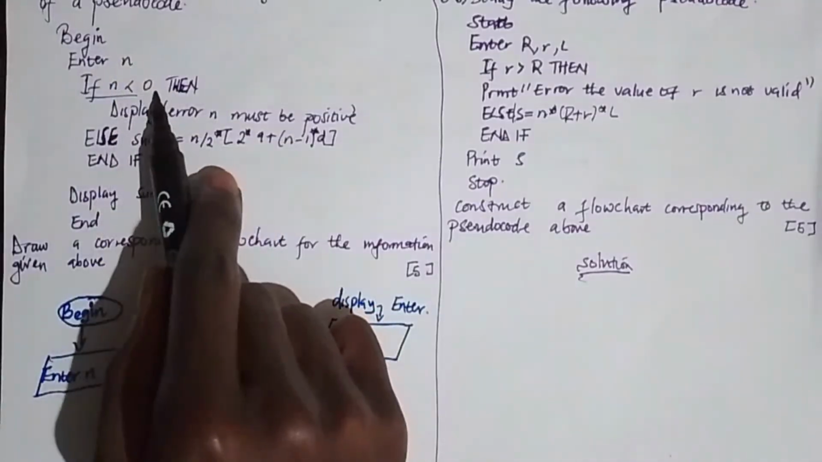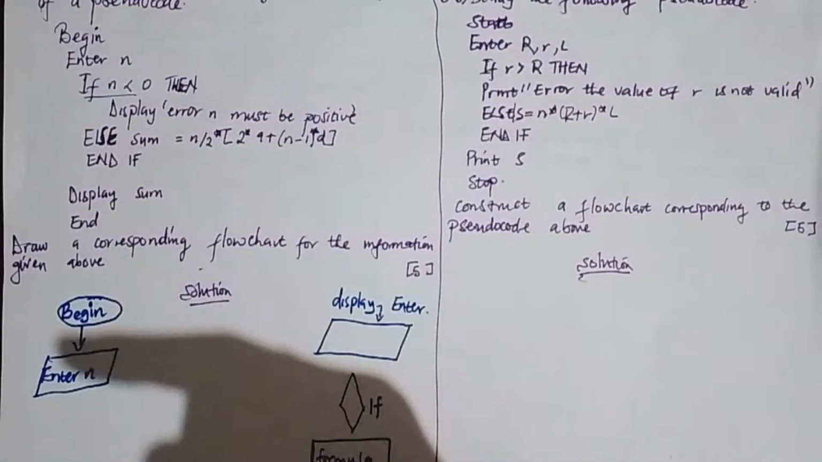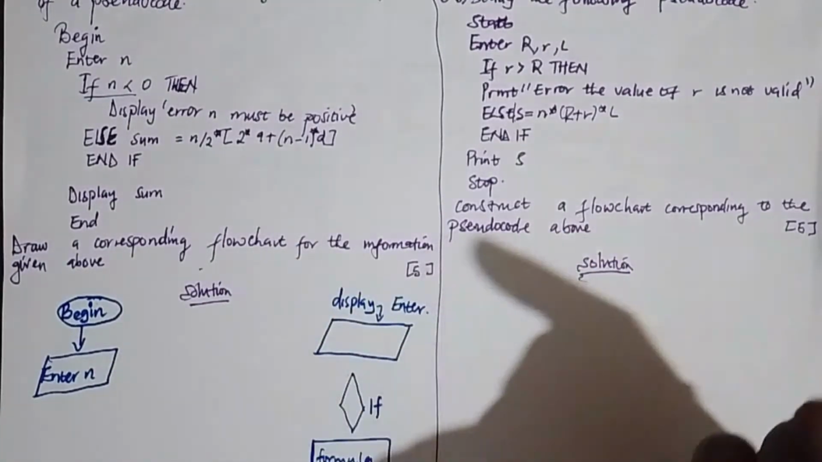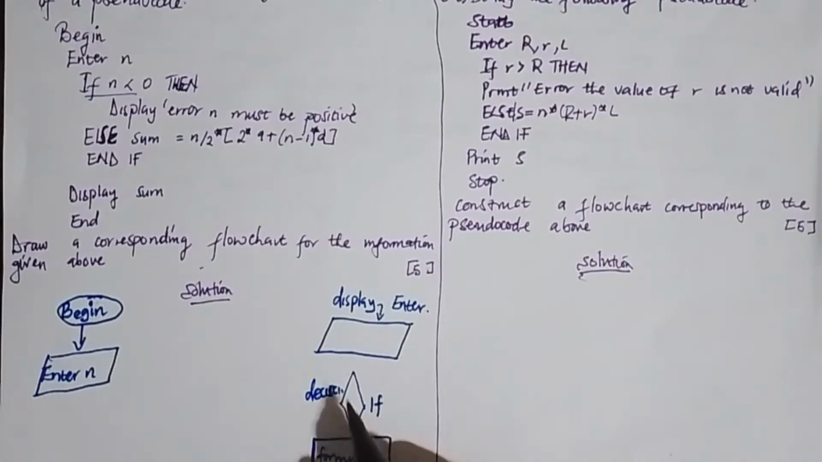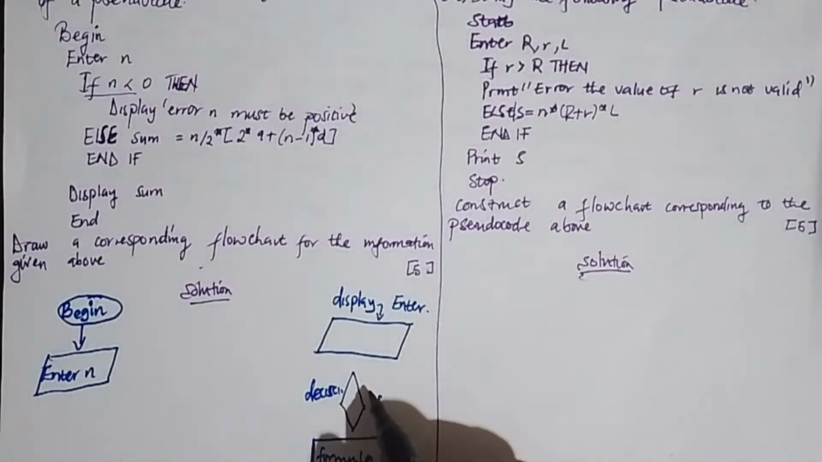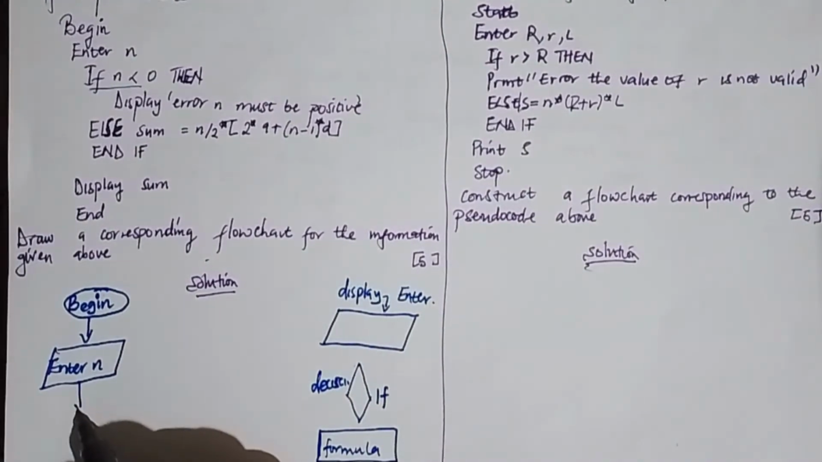Now after we have entered n, next we move to if n is less than 0. I told you that where you see if, you are required to make a decision. A decision box is a diamond. So wherever you see if, remember that the shape is a diamond. So here you put a diamond.